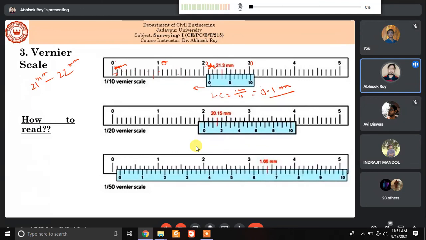Okay. Now forget this part. So it will be 21 plus something. We don't know. 21 plus something. Now what will we do? We will look at this line and check at which line in the vernier it is exactly matching with the main scale line. You can see this line is not matching. They have some difference. This line is perfectly matching. Can you see? This line is perfectly matching.